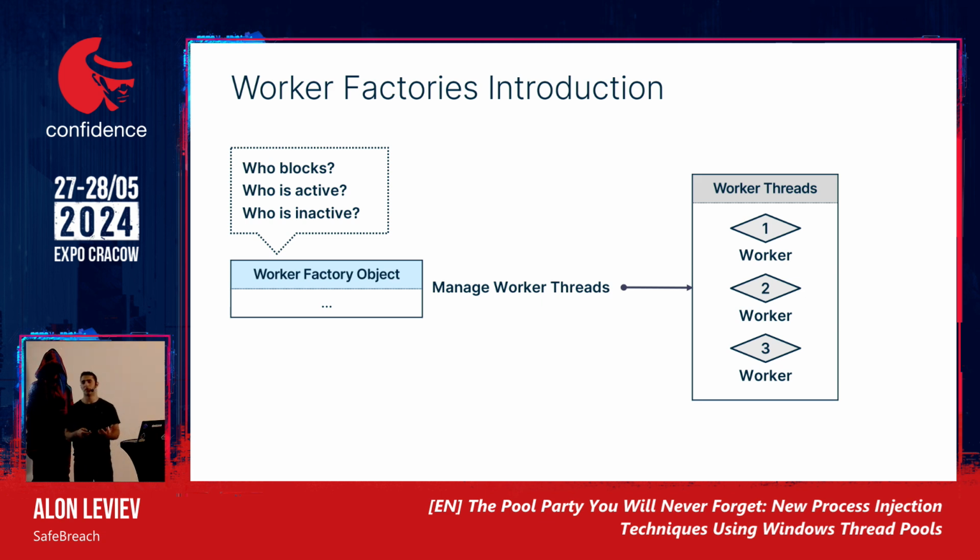So if a worker thread did not process any work item for a long time, or if we have worker threads that are busy, then the worker factory would create new worker threads. It is important to note that the worker factory does not perform any scheduling or execution of actual work items. Again, the separation here between the worker threads and the work items. The only goal of the worker factory is to make sure that the number of worker threads is sufficient.